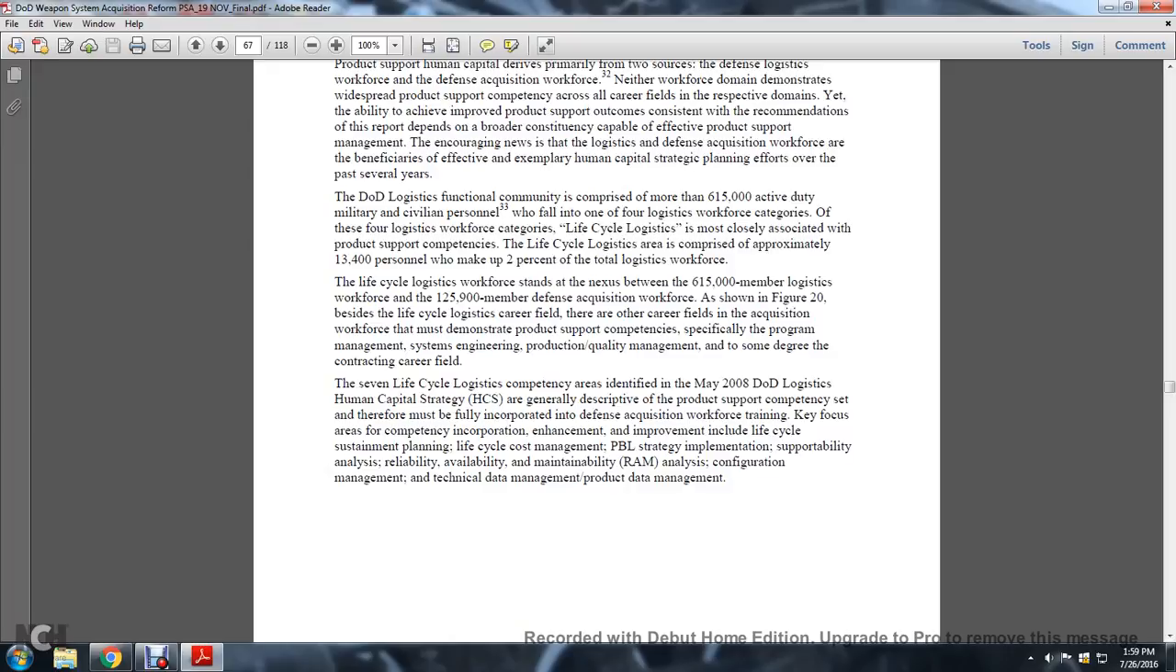Seven life cycle logistics competencies were identified in the May 2008 Department of Defense Logistics Human Capital Strategy, and are generally descriptive of the product support competency set. They are most fully incorporated within defense acquisition workforce training. Key focus areas for competency incorporation and enhancement include life cycle sustainment policy and planning, life cycle management, performance-based logistics strategy and implementation, supportability analysis, reliability, availability, and maintainability (RAM) analysis, configuration management, and technical data management.